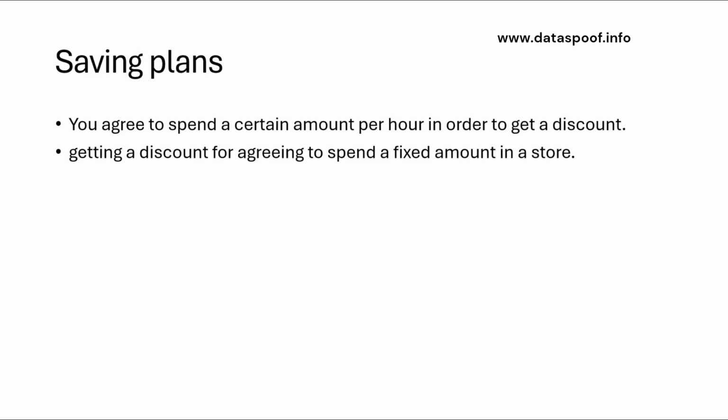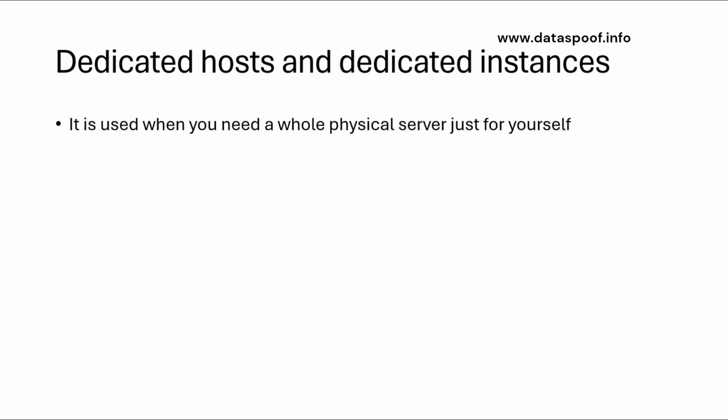Savings plan. Here, you agree to spend a certain amount of money per hour in order to get a discount. It is like going to a Reliance store and saying that I will buy 10,000 rupees worth of items if I get some discount. Then, dedicated host and dedicated instances. It is only used when you need a whole physical server just for yourself. It is used in that case when you need special security. So, there is a dedicated instance that you can buy. Most of the big companies go for the dedicated instance.